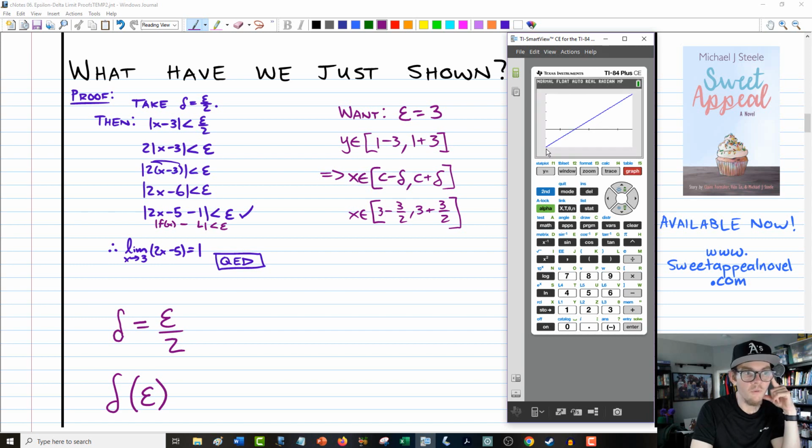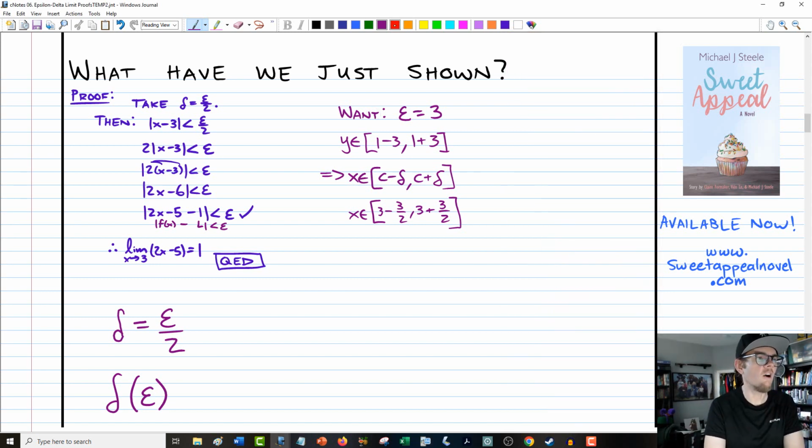Notice our graph goes from corner to corner. It works out perfectly. We're covering the entire function because we're sufficiently close to the x value, 3, to be within, 3 halves? We're sufficiently close to the x value 3 to be sufficiently close to the y value 1, the limit value. So that was just one potential epsilon value, though.